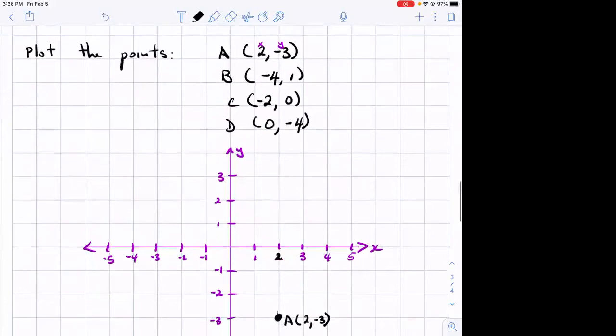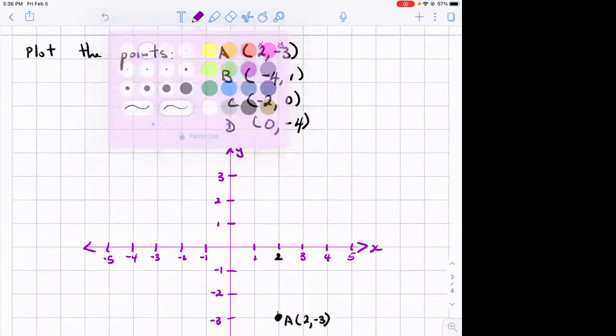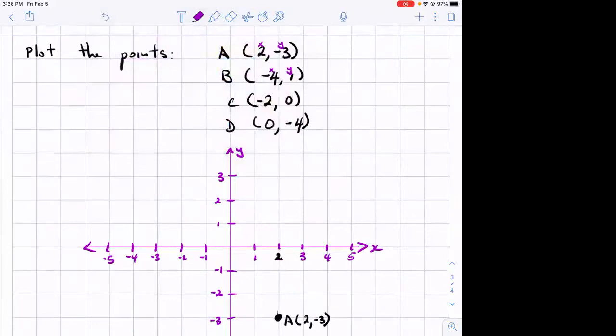If we look at the point B, this is x, that's y. So x is negative 4. So I go to negative 4, okay? And then the y value is positive 1, so I go up 1 unit. So this here will be the point B, which is negative 4, 1.